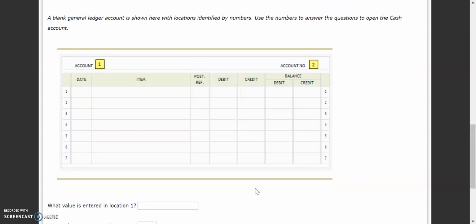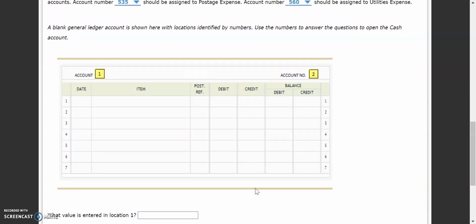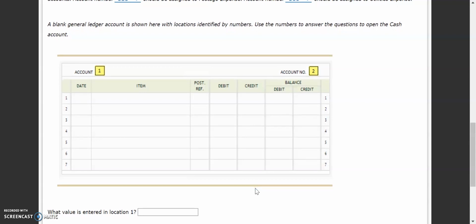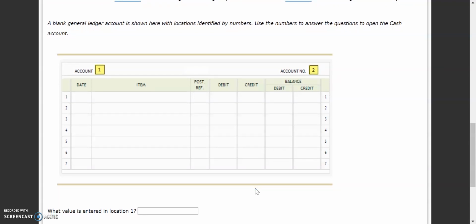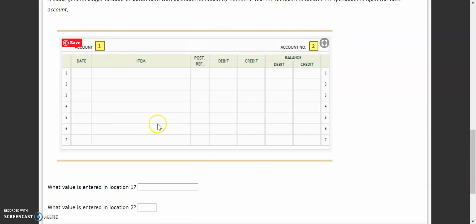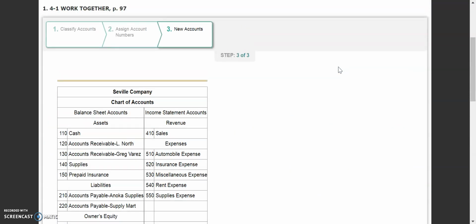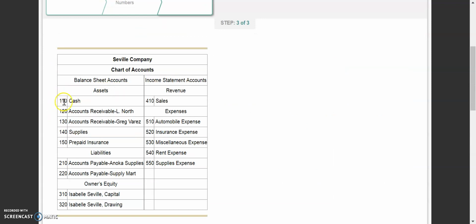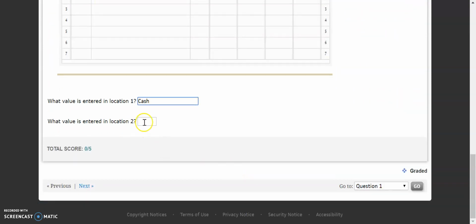And then as we scroll a little bit further, it says a blank general ledger account is shown here with locations identified by numbers. We want to use the numbers to answer the questions to open the cash account. So in our general ledger, what would we put under the account where it says here? That is actually the account name. So if we were opening it for cash, it would just be cash. And then the value that would go in the number 2 spot where the account number is. In case you forgot what the account number is for cash, you can head up to your chart of accounts. We of course know that it's 110 because it's the very first number that's used in our chart of accounts.